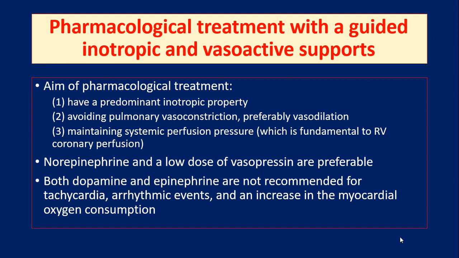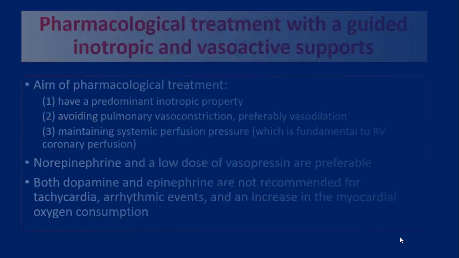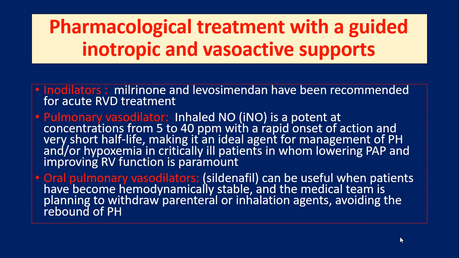Pharmacological treatment: the aim is to have a predominant inotropic property, avoid pulmonary vasoconstriction, and maintain systemic perfusion pressure. Norepinephrine and low-dose vasopressin can be used where the systemic pressure is low. Both dopamine and epinephrine are not recommended because of their arrhythmogenic properties and increased myocardial oxygen demand. Inodilators, milrinone and levosimendan, have been recommended for acute right ventricular dysfunction treatment.